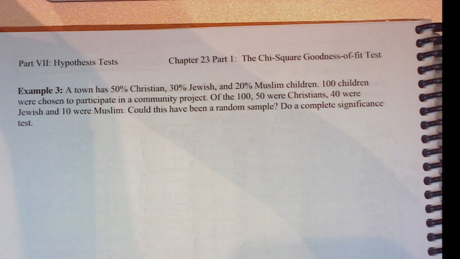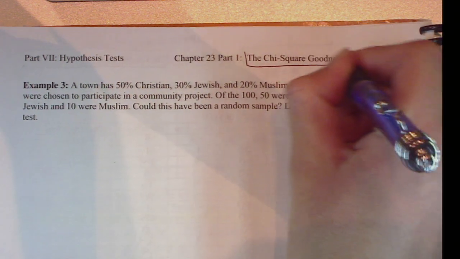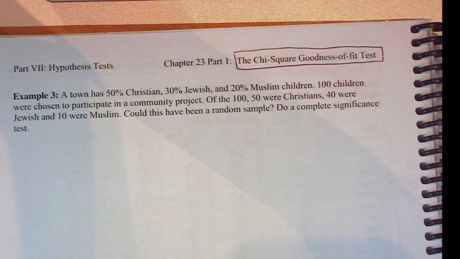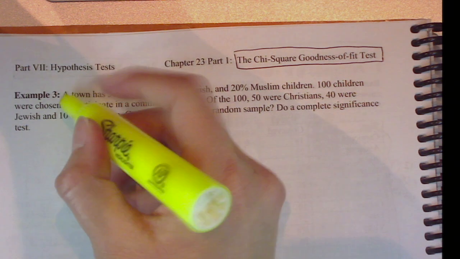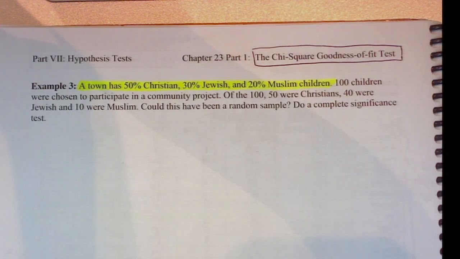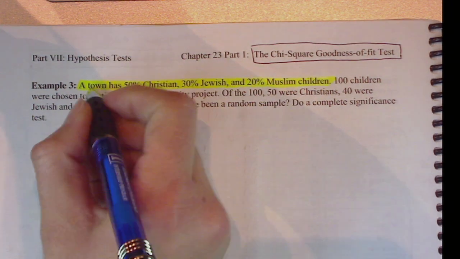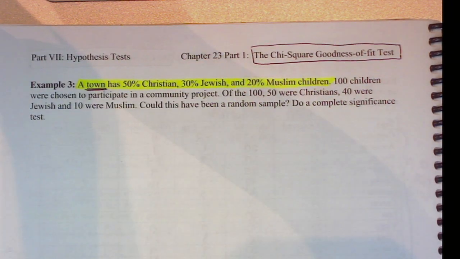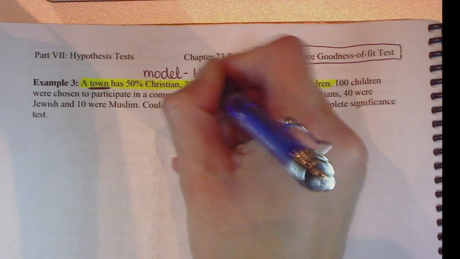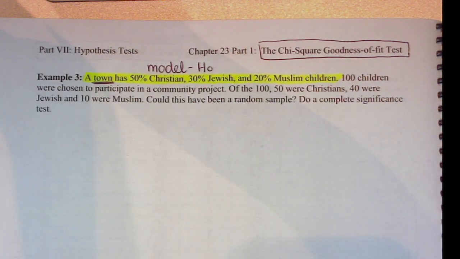So our last one is another chi-square test for goodness of fit. We can see exactly why. It says a town has, so this is what they're telling us, 50% Christian, 30% Jewish, and 20% Muslim children. That's what's in the whole population. If they tell you those percentages, then that is going to be our model. That's going to be our null. Our null is that whatever we do with that population, that's what we should get.